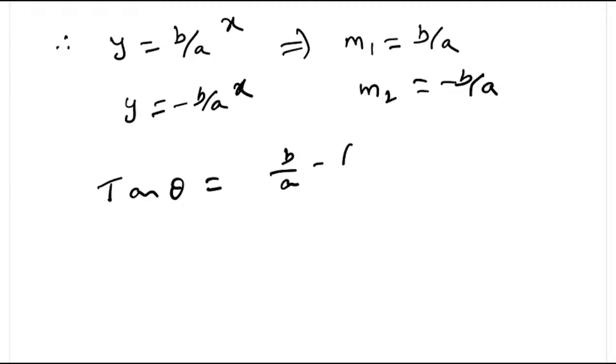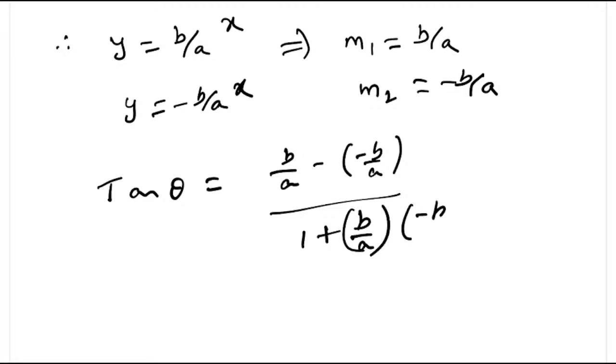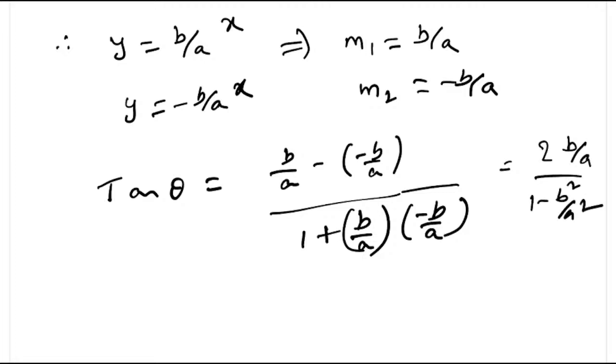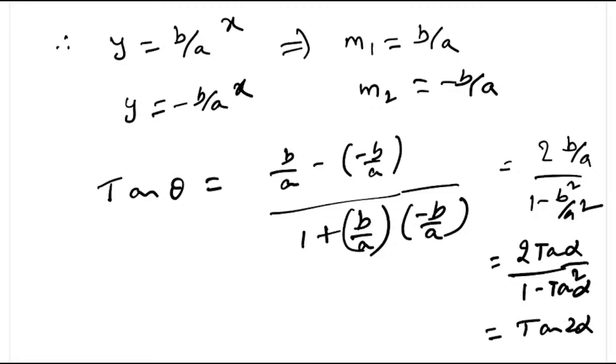Tan theta equals (b by a minus minus b by a) by (1 plus b by a into minus b by a). If you simplify, you will get 2b by a by (1 minus b square by a square). That's what we got till here. Is there any doubt? This we can write as 2 tan alpha by (1 minus tan square alpha), which is tan 2 alpha. So theta is 2 alpha.